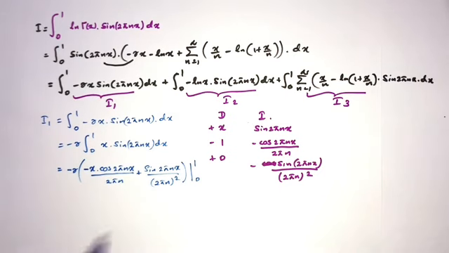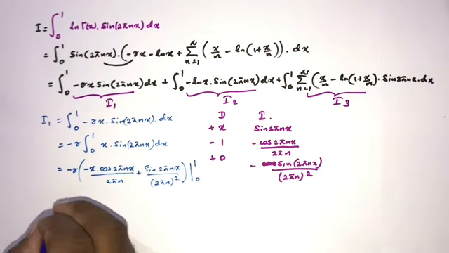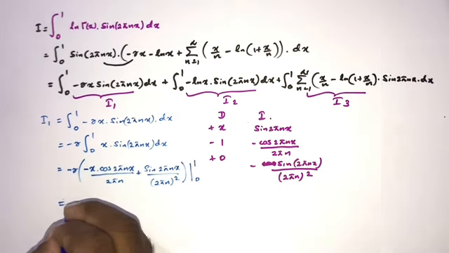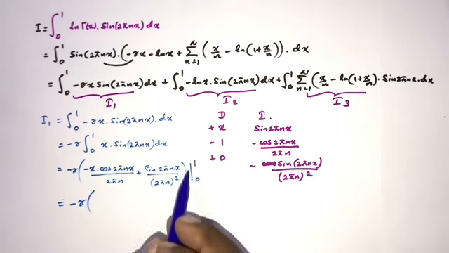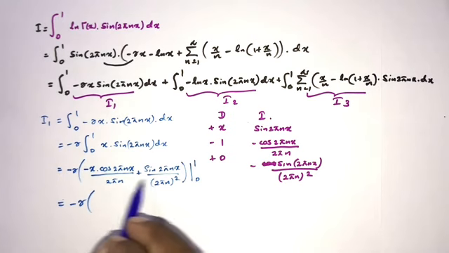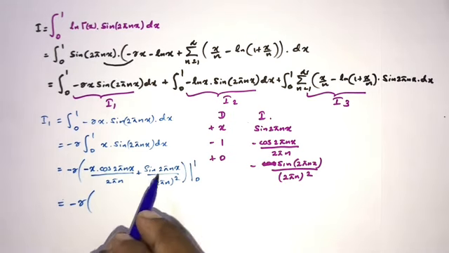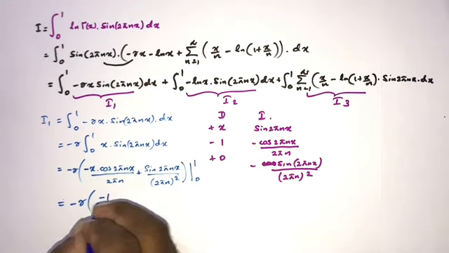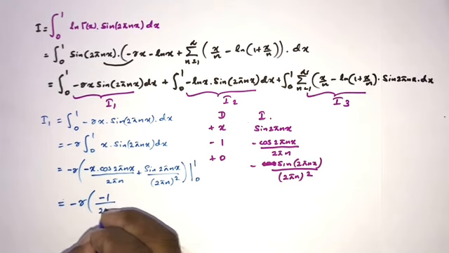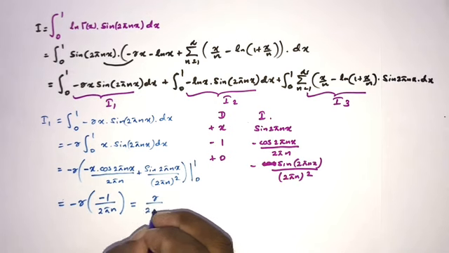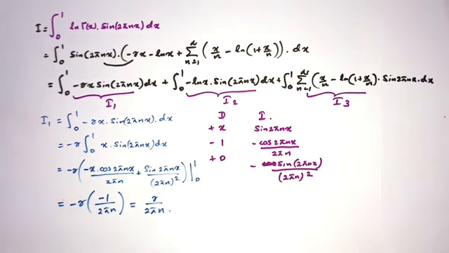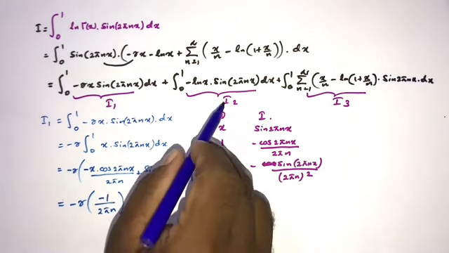Then we can apply the limits. Here we have minus gamma, and if we apply the lower bound and upper bound, we know this is equal to minus 1 over 2 pi n. So we have gamma over 2 pi n. Well, then we have I2.